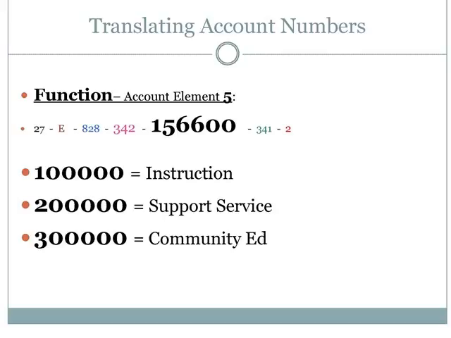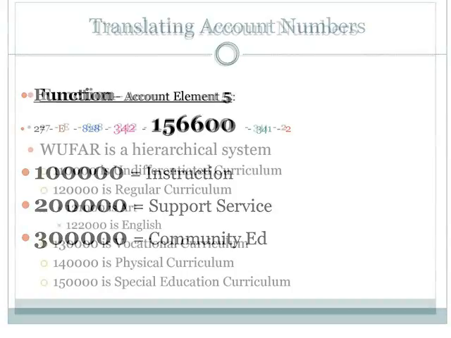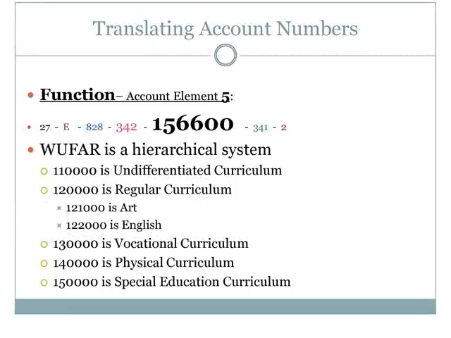The 300,000 series is used to describe activities found in the Community Education Fund. As mentioned earlier, WUFAR is a hierarchical system. Looking just at the 100,000 series, you can see it is broken down into 110,000, 120,000, 130,000, etc.